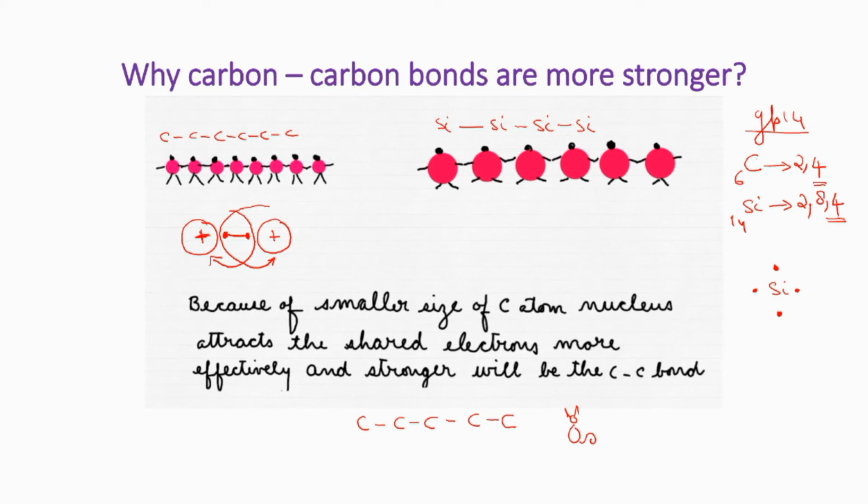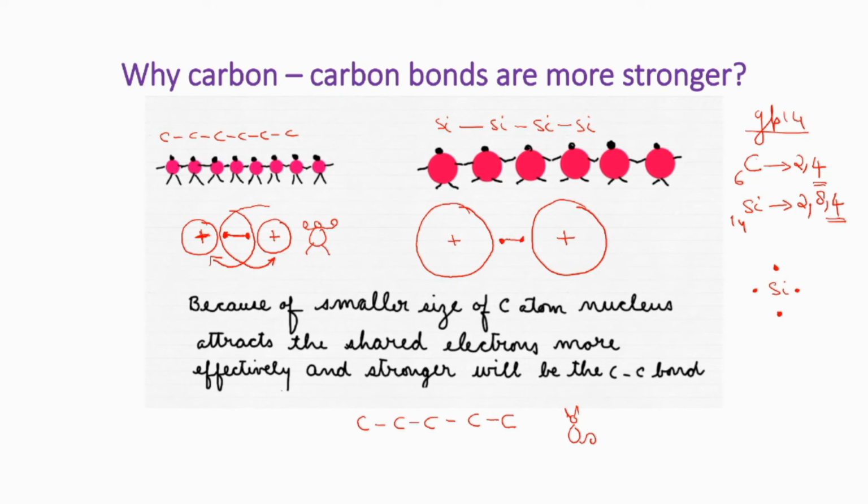So these two electrons are strongly held by two carbon atoms, or that covalent bond is much stronger. Got it? Whereas what will happen over here? This silicon atom is much bigger. This is a silicon atom and this is another silicon atom, and in between also one covalent bond will be present.